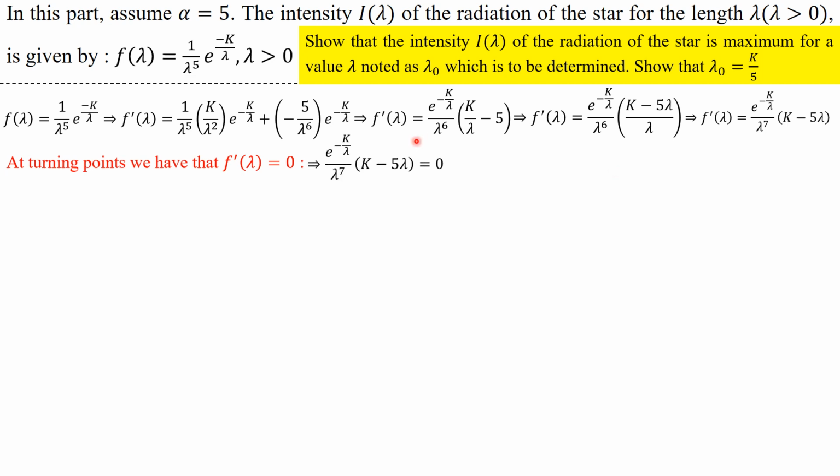So the derivative being equal to 0 means that e to the negative k over lambda over lambda to the 7 times k minus 5 lambda is 0. So k minus 5 lambda is 0, so lambda is equal to k divided by 5. Now for lambda equal to k divided by 5, we can't conclude that the function is maximum. We need to verify, and then we conclude. So that's the value of lambda for which the function has a turning point. We need now to verify if this turning point is a maximum or a minimum.